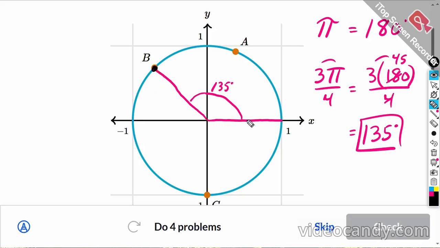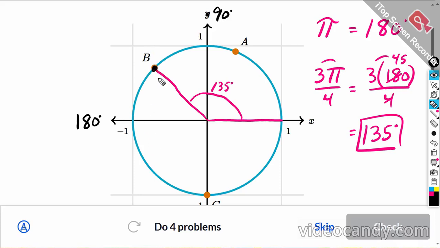All right, if I had gone all the way to here, this would have been 180 degrees. And of course, just going to here would have been 90 degrees. So 135 is basically going to be in between 90 and 180. That's how I knew we landed on point B.